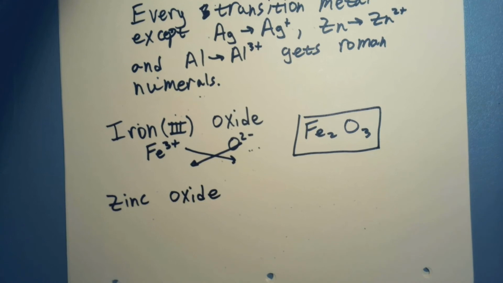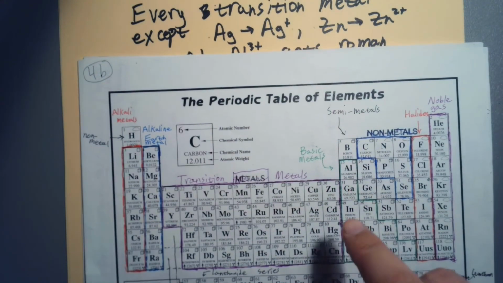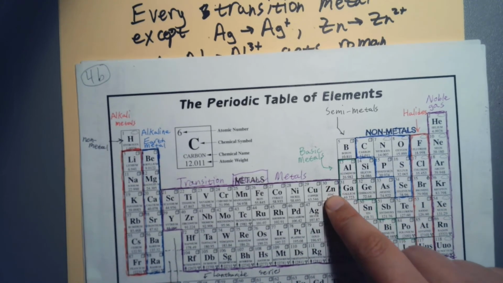Now, be aware that if you see something like zinc oxide, I didn't write a Roman numeral. Why didn't I write a Roman numeral? Because I expect you to remember that zinc only has one stable charge. And let's see, there's step 1 and step 2. It's on step 2 of the stairway of ions.